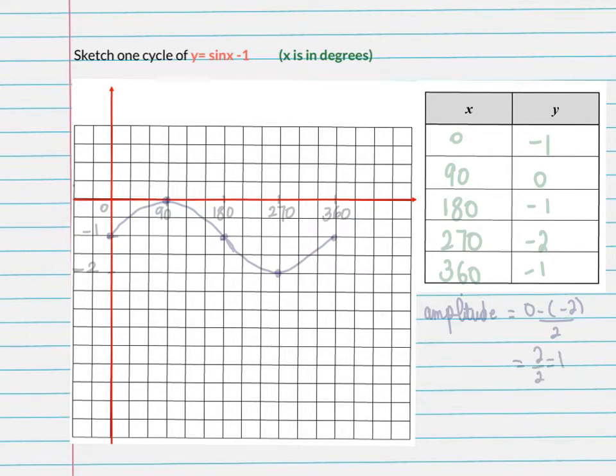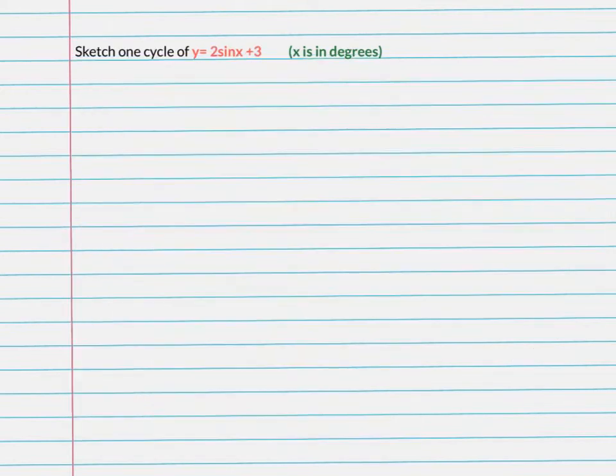So also the formula justifies and verifies that the amplitude is equal to 1. Another sine function, y equals 2 sine x plus 3. As you can see here, we have a vertical dilation, a stretch by a factor of 2, and a vertical translation upward by 3 units.